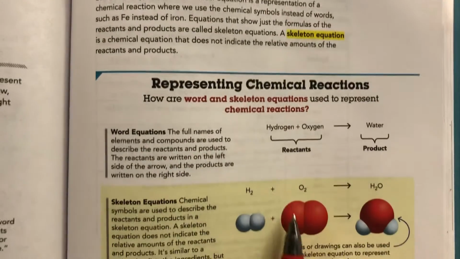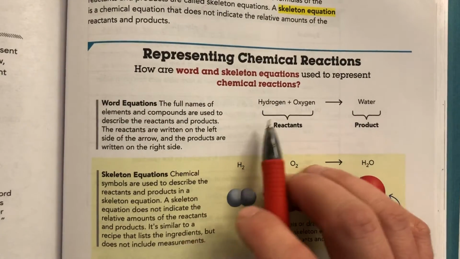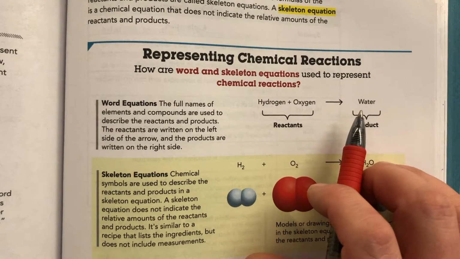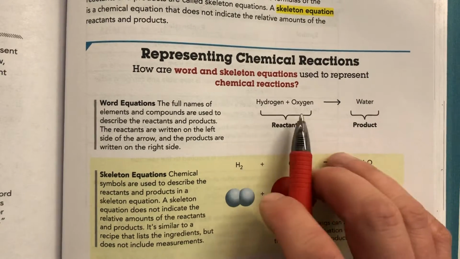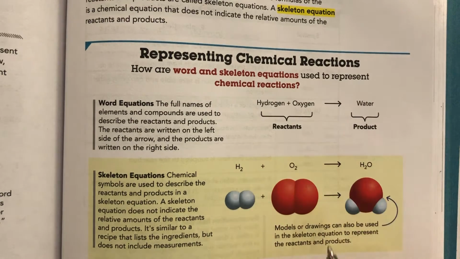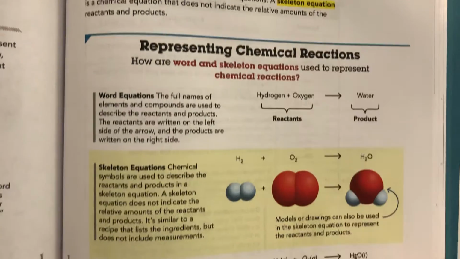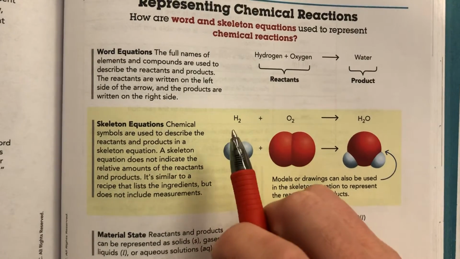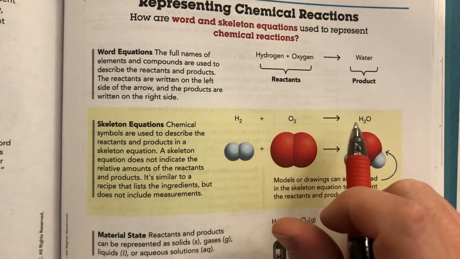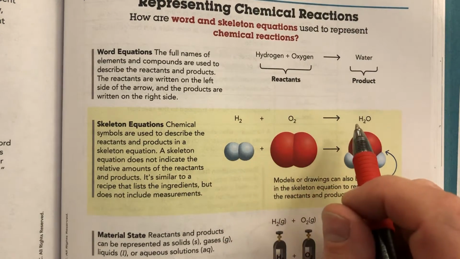Let's give an example down here of what I mean by a skeleton equation. So our word equation is hydrogen and oxygen equal water. Well, we can just say those things and it has a meaning to us. But if we're working in a lab and we want to deal with more specifics, we've got to get more specific. When we talk about a skeleton equation, we're now writing out the chemical formula. We have two hydrogens and two oxygens that are now going to form H2O.